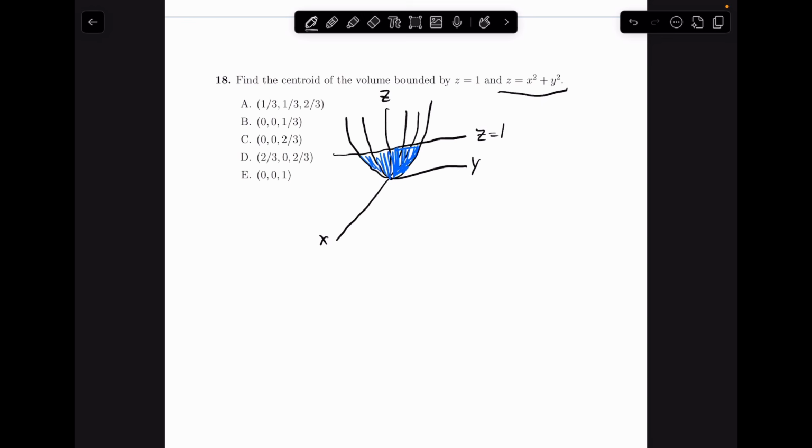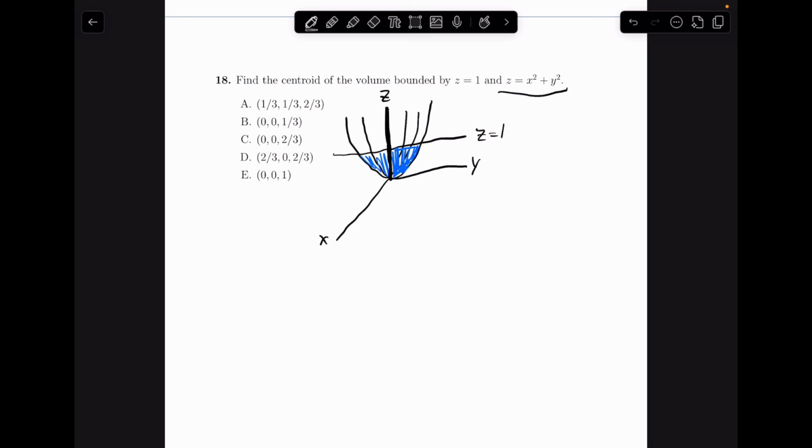If we think about it, the paraboloid that I drew is completely symmetric about that line. It's a very bold line now, but it's completely symmetric. If you look down the z axis at the xy plane, it's going to be completely circles centered at (0, 0). That means the x and y center of mass have to be 0, 0.